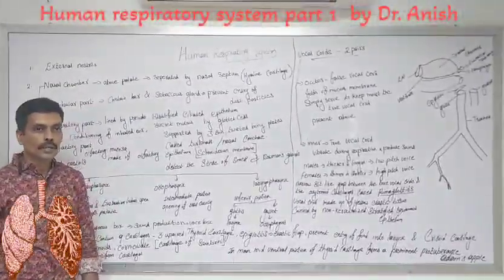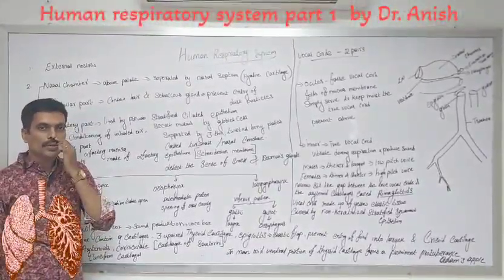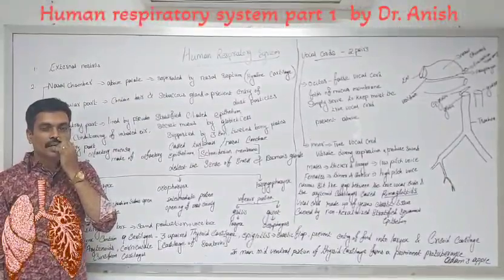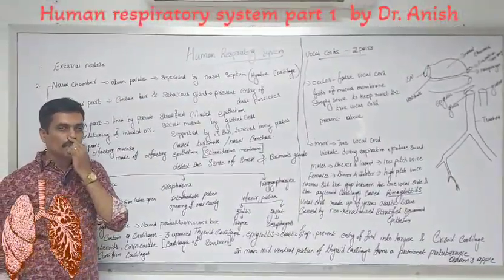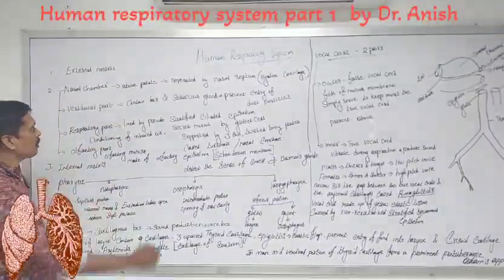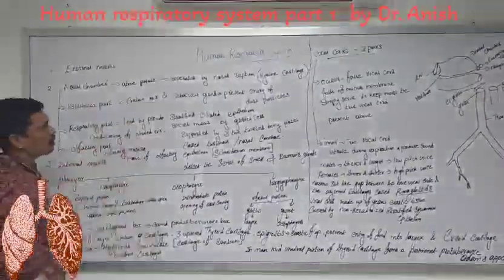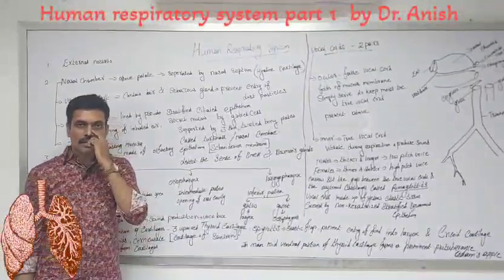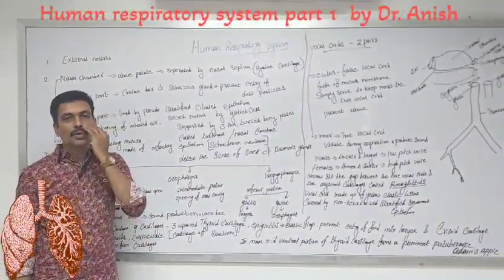External nostrils means just the opening of the nose. The nose opening is what we call the external nostrils. So we have two external nostrils. These external nostrils lead to the nasal chamber. So this is the nasal chamber. Where are these nasal chambers present? Nasal chambers are present just above the mouth.